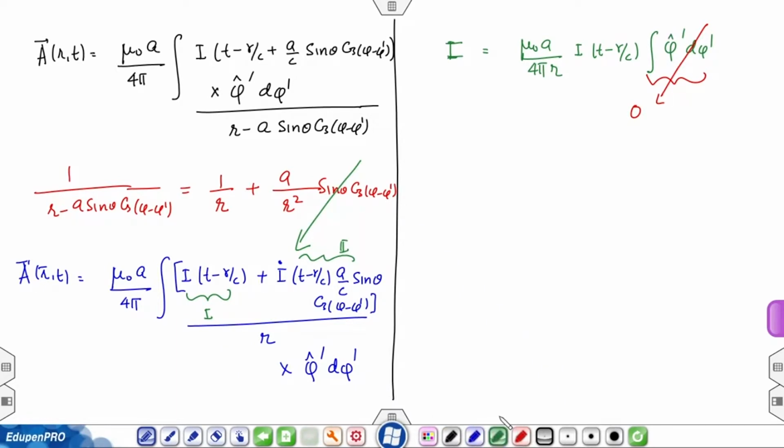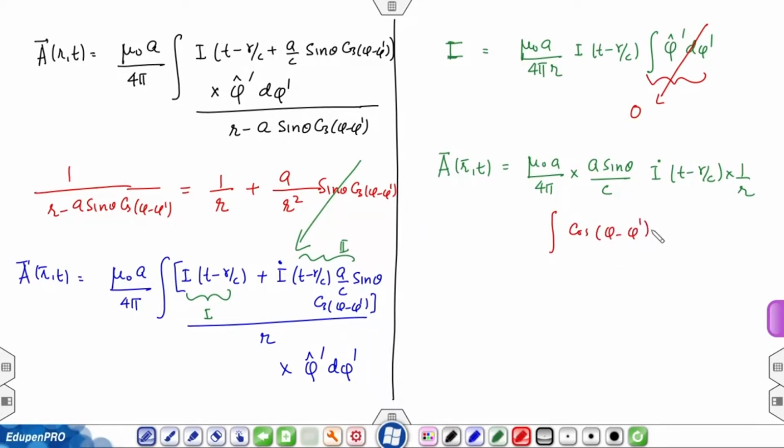So, my vector potential A(r, t) now is μ₀a over 4π times a sin θ over c times İ at t minus r/c. All these are constants, they do not depend on φ′, and there is a 1 over r. I have collected all these terms times the integral of cos(φ − φ′) times the φ′ unit vector dφ′. Let us focus on this integral.